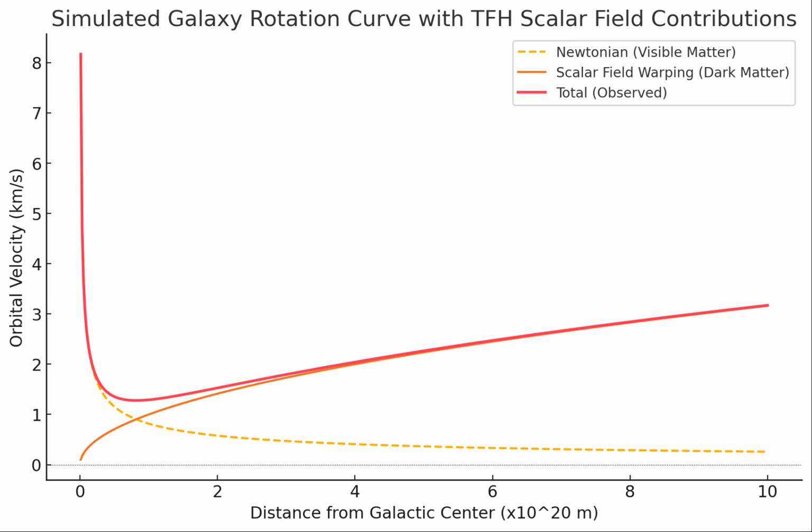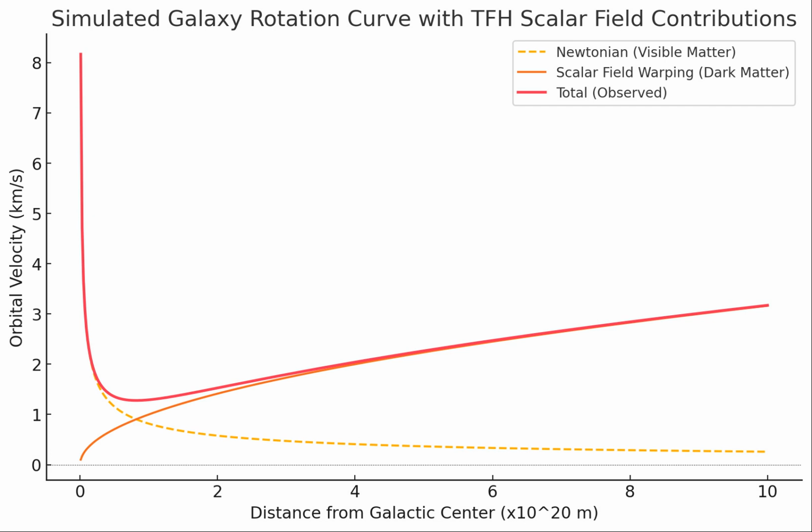2. Scalar warping contribution. TFH posits that mass interacting with the scalar field creates distortions or warps, enhancing gravitational effects in regions far from the galactic center. These warps lead to additional gravitational pull that grows with distance to an extent and then stabilizes, creating the dark matter effect.